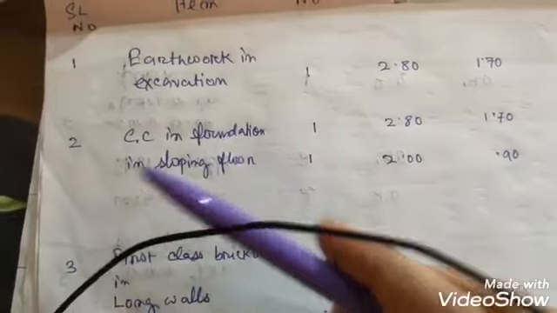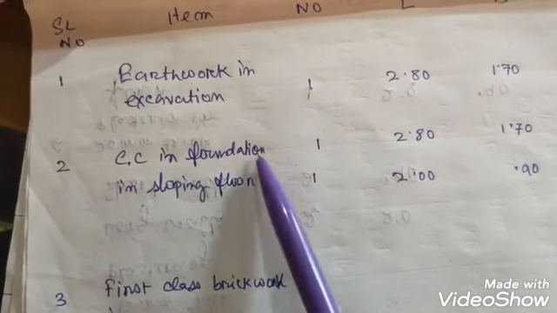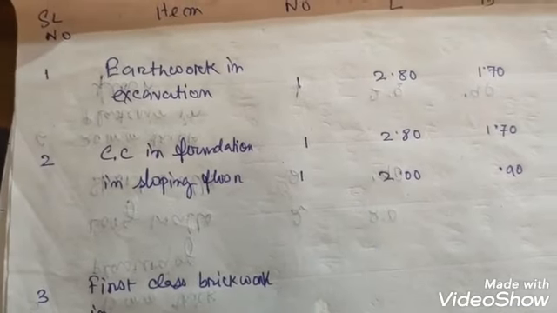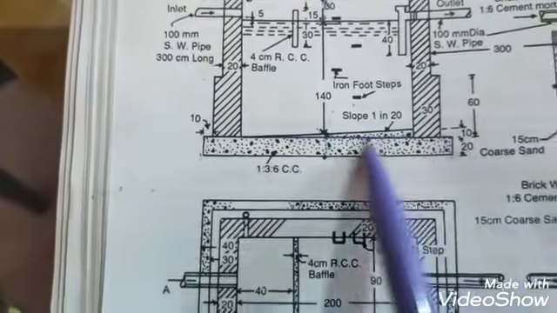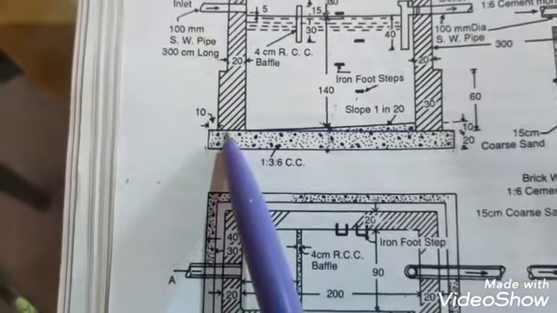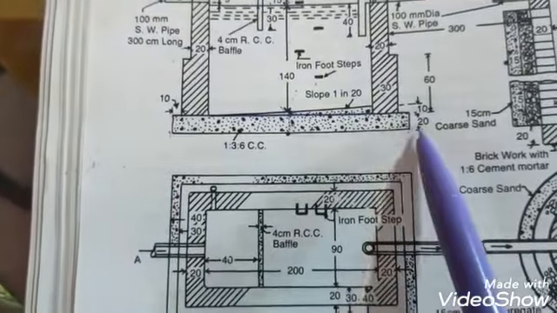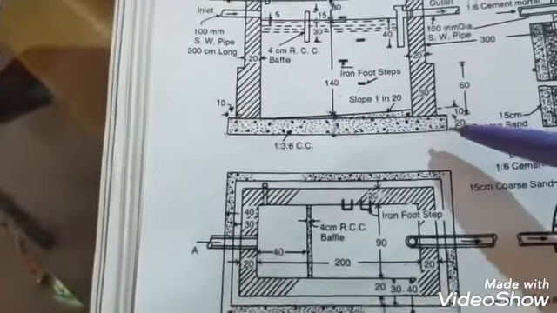Okay. Now the next point is cement concrete in foundation and sloping floor. Both we have to find out. So cement concrete in foundation, that means only this rectangular portion. The length and breadth of this rectangular portion will be same as the earthwork excavation, but the height will be different. So the length and the breadth is same as earthwork excavation, and the height is only 0.2. So height is 0.2.